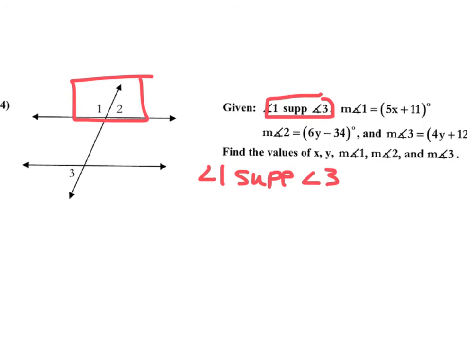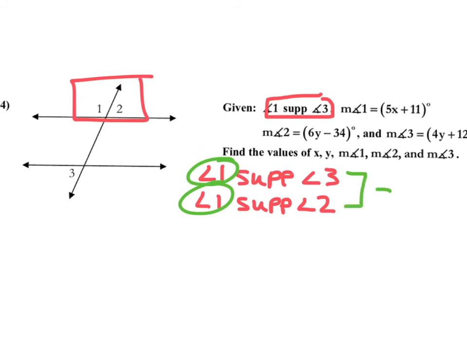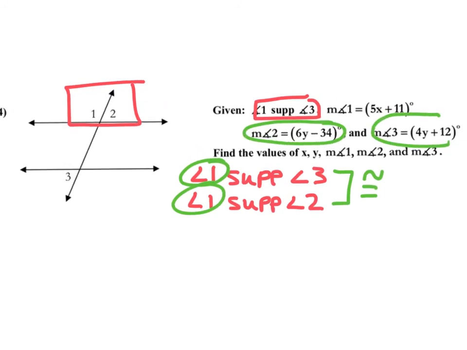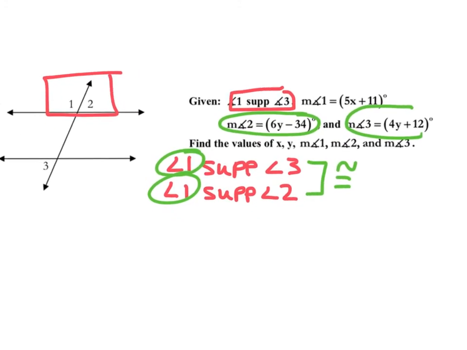I'm not writing a proof, so I don't have to write all of that out, but I can write down angle 1 is also sup to angle 2. Let's talk about what this means. If I have two angles that are both supplementary to angle 1, they're both supplementary to the same angle, that means that those two angles are going to be congruent. That means angles 2 and 3 are congruent. Boom. And boom, those are congruent, so that means that I can set those expressions equal to each other.